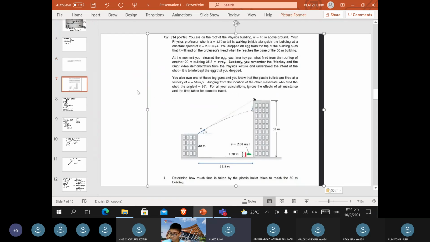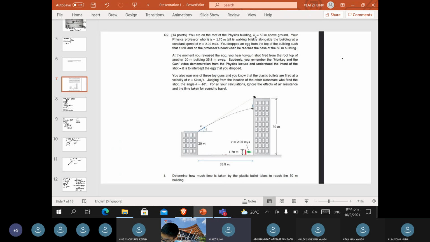Okay, let's look at this. You're on the roof of this building, H equals 50 meters above the ground. This professor, who is 1.7 meters tall, is walking briskly. You drop an egg from the top of the building such that it lands on the professor's head. He is at the base of a 20-meter building. At the moment you release the egg, you hear a toy gunshot fired from the roof of another 20-meter building.